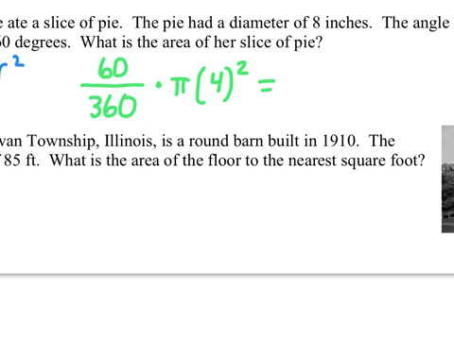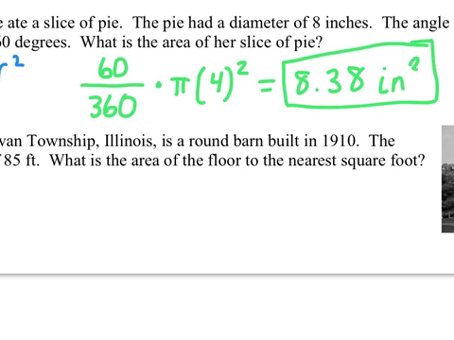And that equals 8.38. And again, it's inches, and when we're working with area, our units need to be squared, so it's inches squared. And that's our final answer. The area of her slice of pie was 8.38 inches squared.